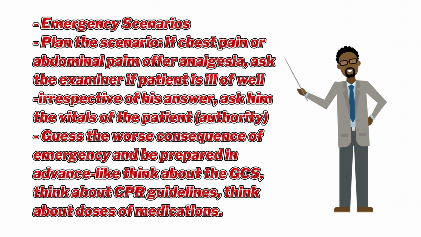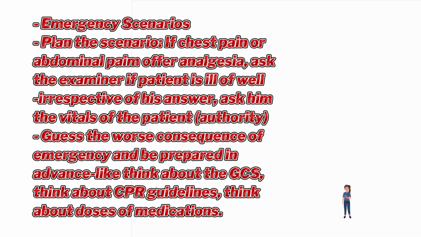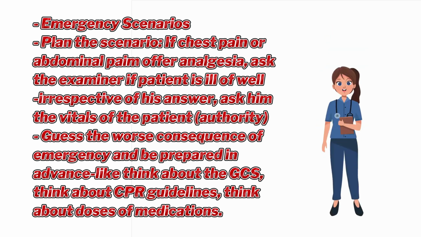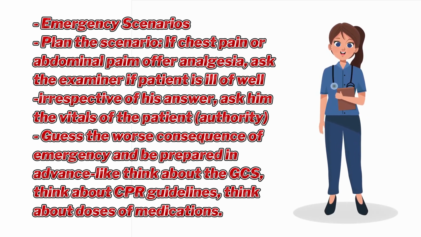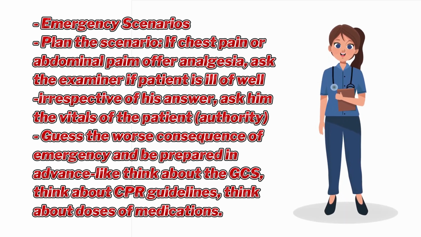So if the patient has got a chest pain or abdominal pain, first thing I do is I offer analgesia, which is contrary to what we do in a usual scenario. Before I give analgesia, I will ask if he has got any allergies. Then I will ask the examiner if the patient is ill or well, and irrespective of the examiner's answer, I will ask for vitals of the patient. This tells the examiner what you're dealing with, that you're looking if the patient is stable or not stable. So this is how I plan my emergency scenario.